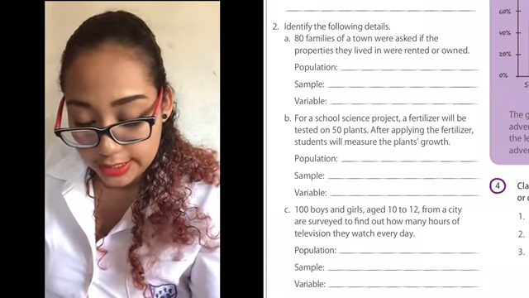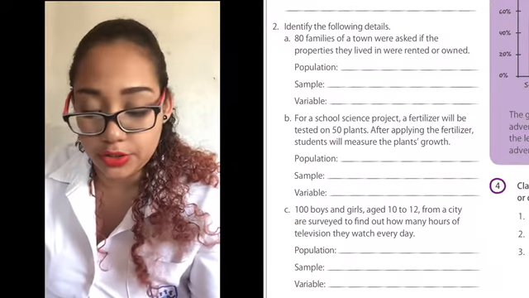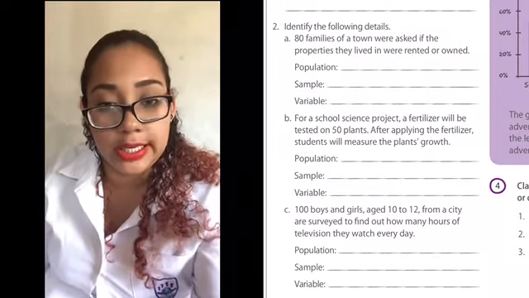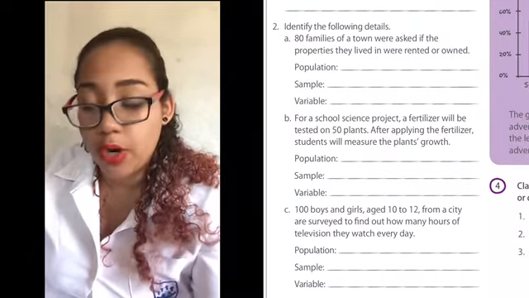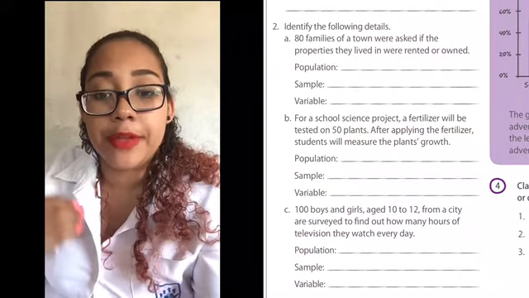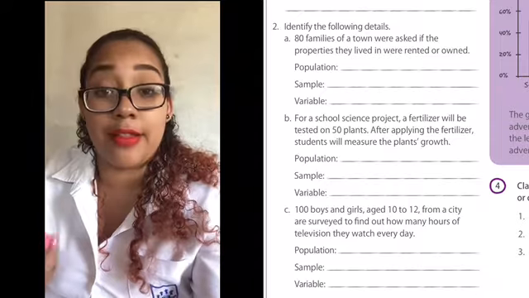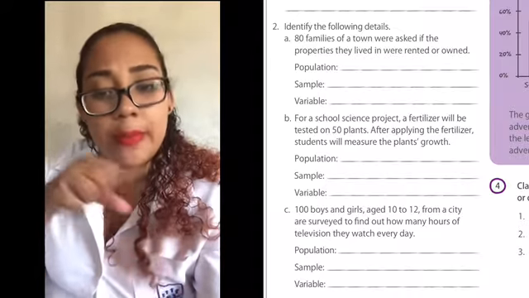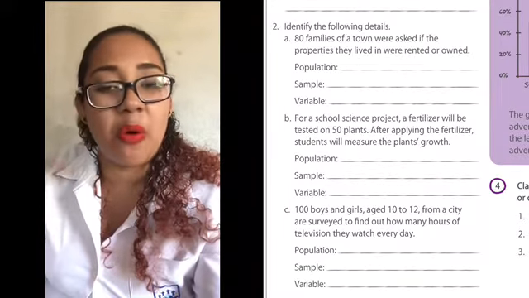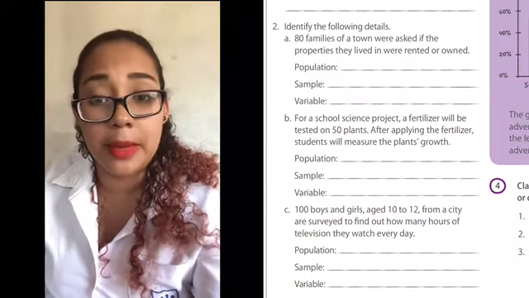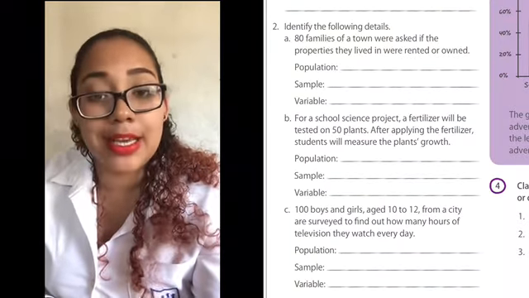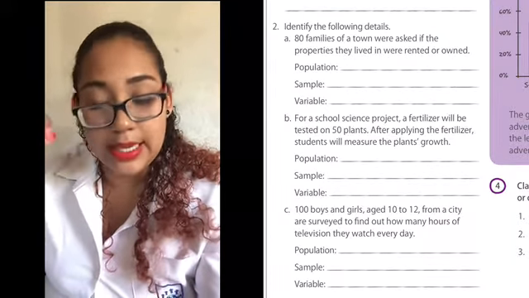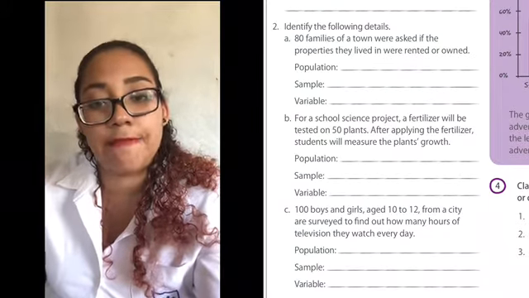So you have to think, what is the population from this exercise? The population from this exercise is the families of a town. They're going to use those people from a specific town to analyze the information that they want. Now, what is the sample? They're going to grab families from the town. But do you know what type of families or how many families? Well, over here, the sample is 80 families from a population of families in a town. The sample that they're going to grab is only 80 families.